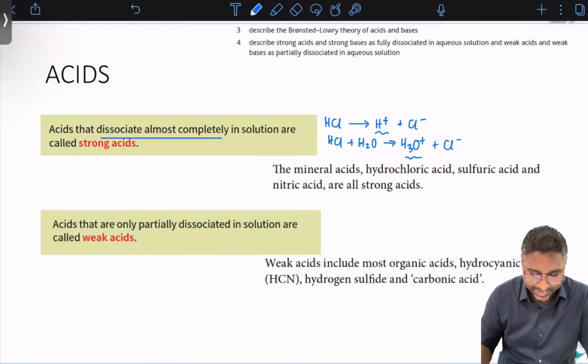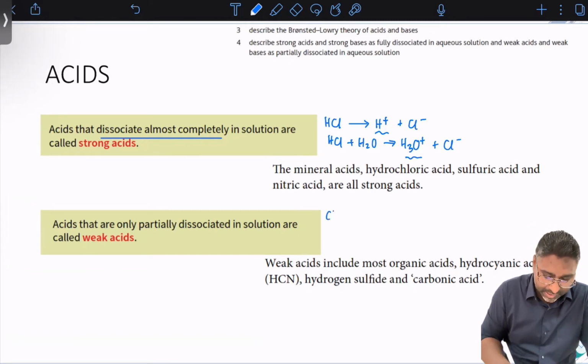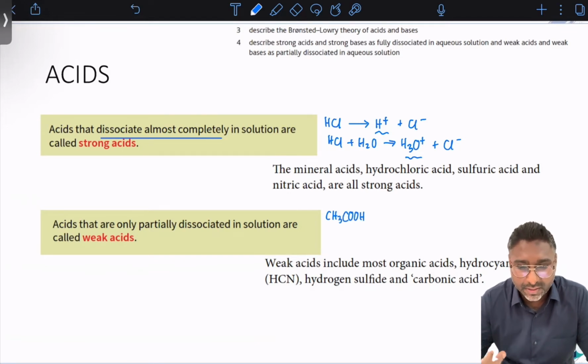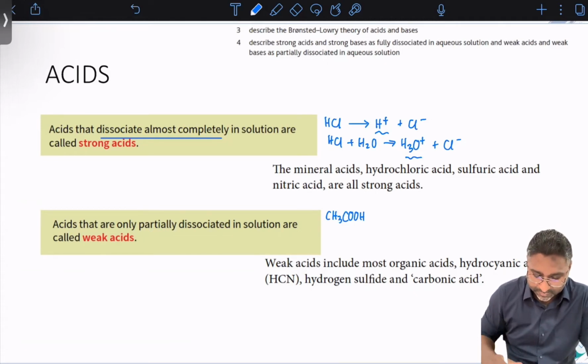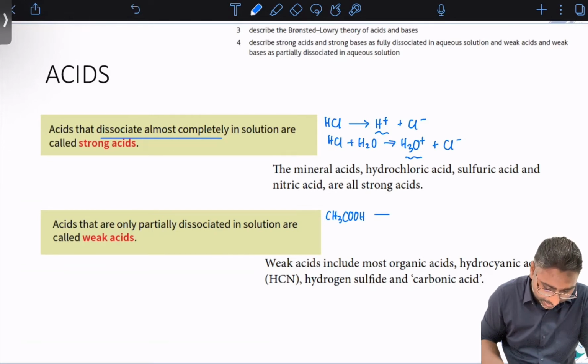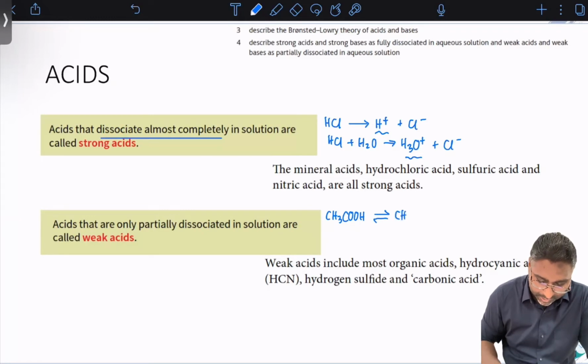But when we look at weak acids, the weak acid that your syllabus wants you to know is CH3COOH, which is your ethanoic acid. Here they have given most of the organic acids, like HCN, hydrogen sulfide, and carbonic acid. All these are weak acids. But I am going to show based on the syllabus. For ethanoic acid, you must have a reversible sign, and you are going to have CH3COO minus plus H plus.